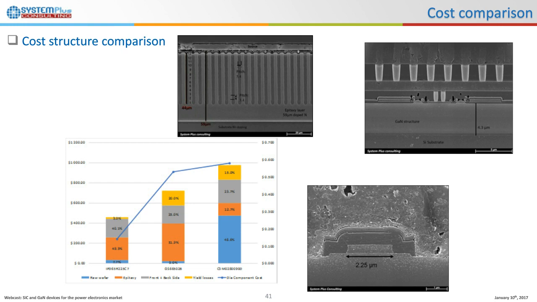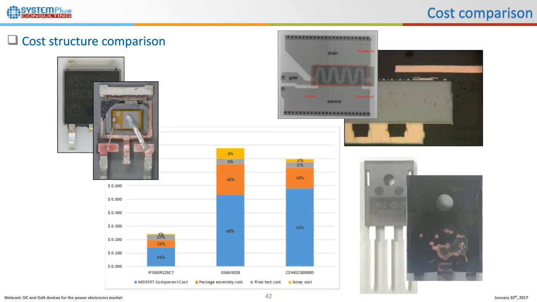If we consider the final cost of the same devices, but with the addition of the packaging, we see that as concerns the gallium nitride devices, the packaging has a really high impact at the end that changes completely the final cost of the device.